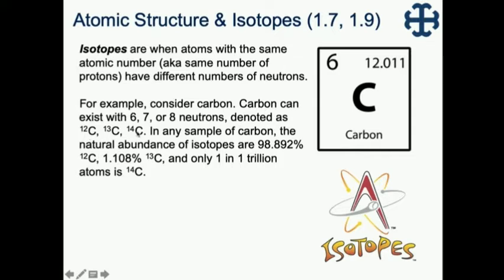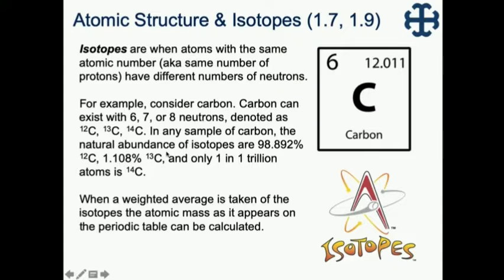In any sample of carbon we would take, our natural abundance, or the percentage of isotopes, so 98.892% of those atoms are going to be carbon-12, 1.1% approximately is going to be carbon-13, and only 1 in 1 trillion of those atoms is going to be carbon-14. And essentially we can take a weighted average then of the isotopes, and that is the mass that then appears on the periodic table.